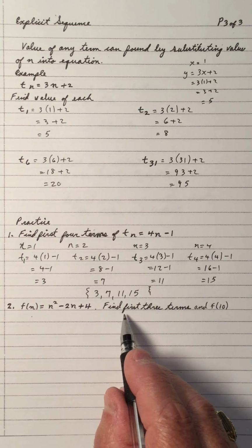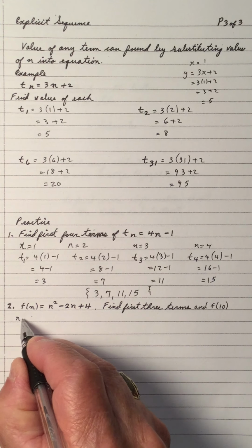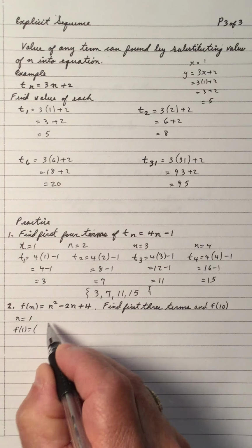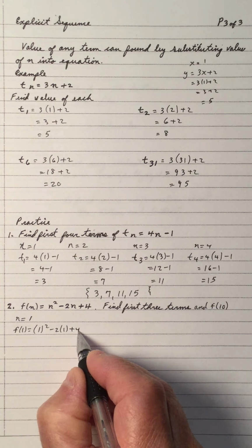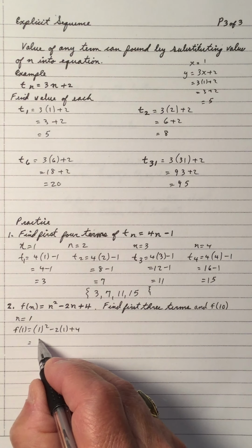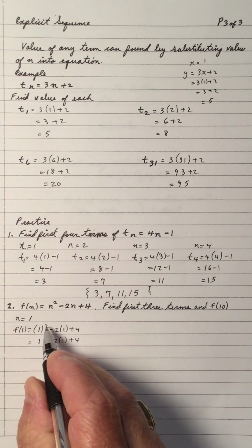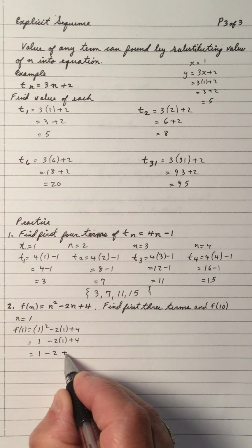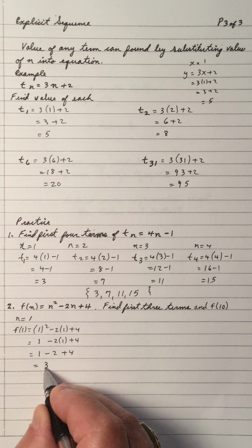For this sequence, find the first 3 terms and find the f of 10. The first 3 terms: when n is 1, that's the first term. So the f of 1 equals 1 squared minus 2 times 1 plus 4. So we're subbing 1 into this equation. We do the exponent first, 1. I'm doing them one step at a time. Then the multiplication, and then we add left to right. Negative 1 plus 4 is 3.